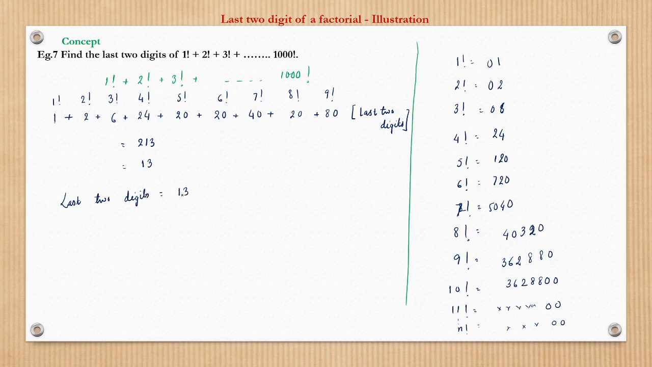is nothing but 13. So let us see again what I did for finding 6 factorial. I did not look at 720. Since 5 factorial is 120, I have to be concerned only with the last two digits. So the last two digits of 5 factorial is 20. For 6 factorial, the last two digits would be 6 into the last two digits of 5 factorial, which is 6 into 20, which is 120. From 120, 20 we will retain and 1 we will ignore because we are only concerned with the last two digits.